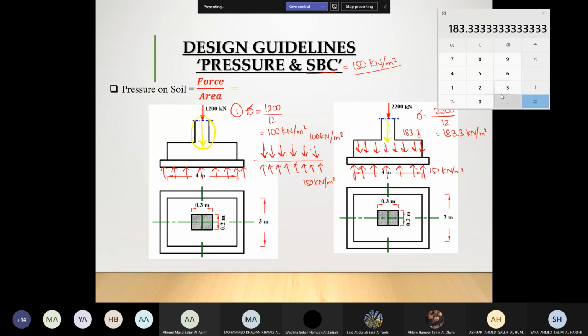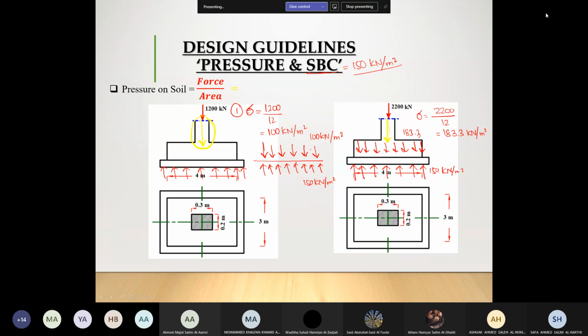Okay. Now what will happen in the second scenario? You will see that your loading is more than the capacity of the soil, so the soil will fail. Do you agree for scenario number 2? It will fail, right? The pressure is more than the capacity of the soil. Okay. How would you solve this issue?